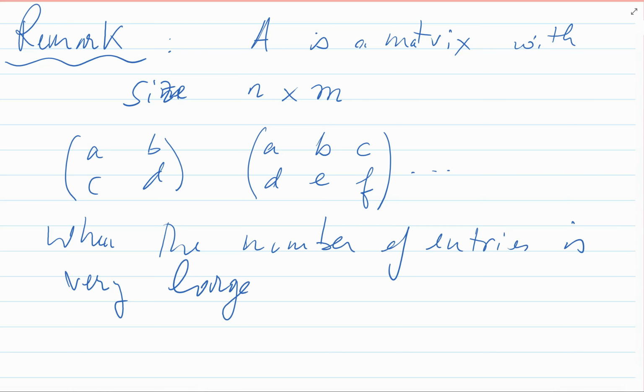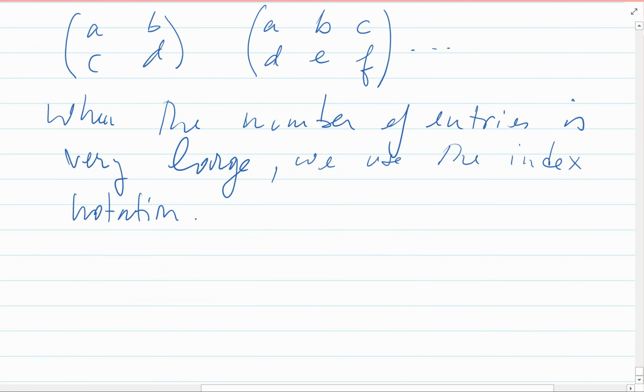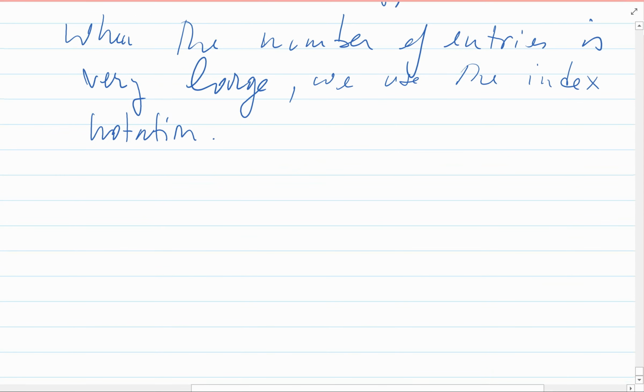When the number of entries is very large, then in this case we use the indices. So we use the index notation, exactly what we did for systems with a large number of unknowns and a large number of equations. So we have A, and what are the entries? All the entries, we'll use the letter A, because the capital A is for the matrix, and the small a for the entries.